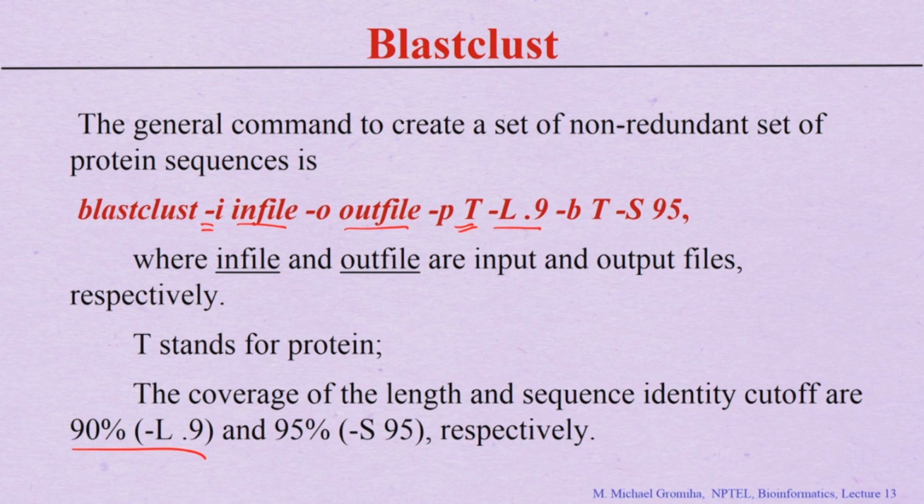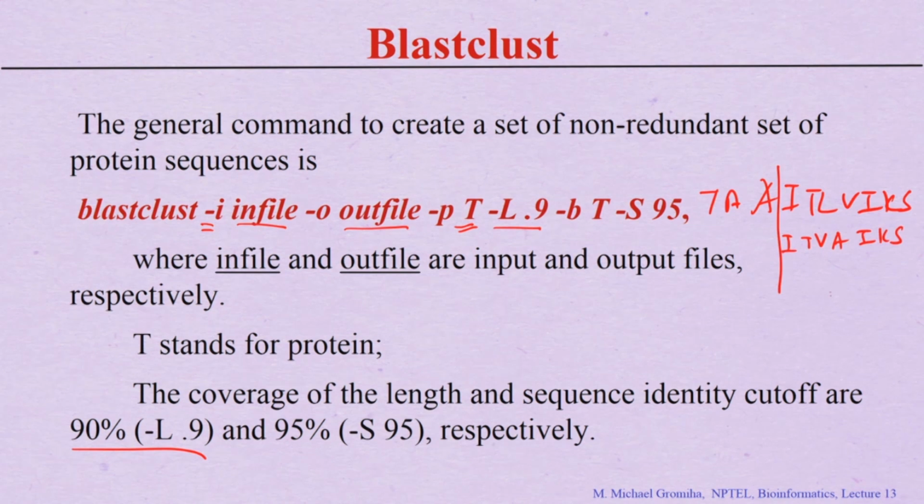Sequence coverage. For example, if you have one sequence, AITLVIK, and you can see only some part of the sequence is aligned, for example, only here. In this case, what is the query coverage? Coverage equal to 70%. So, this is how much coverage you can accept, and then you can see the S95. What is S95? Identity. You can say it is about 95% sequence identity.